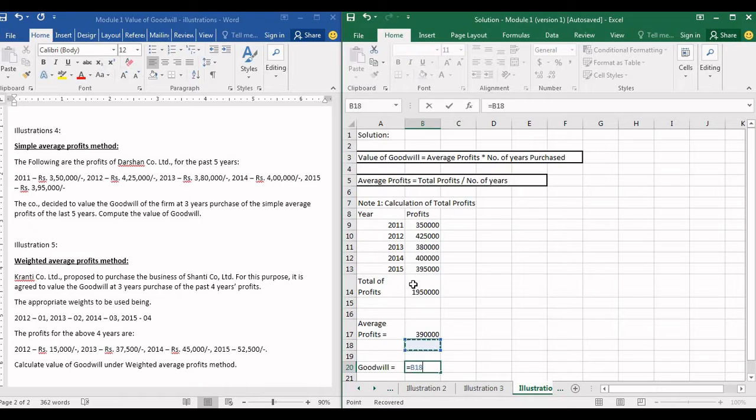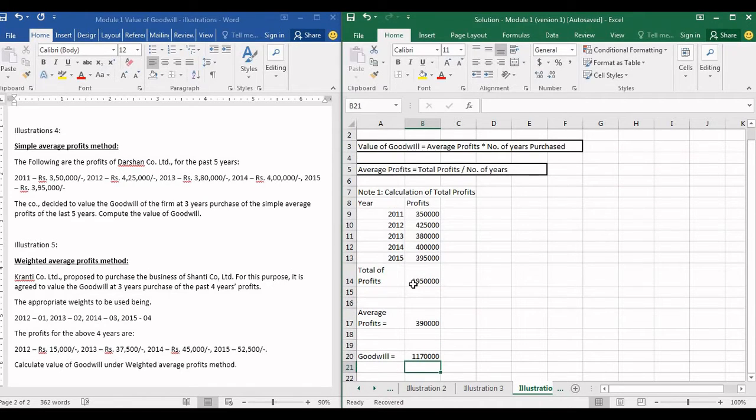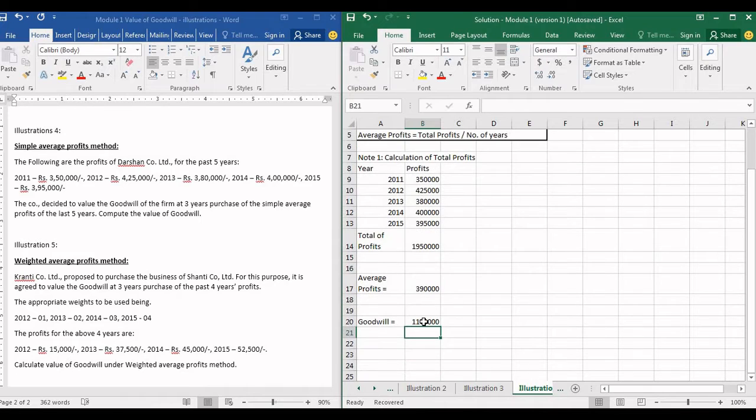Now goodwill is 3 years purchase of average profits. So goodwill is nothing but average profit into number of years purchase, which is 3 years. So the value of goodwill is 11,70,000. I hope you guys have got the same answer.